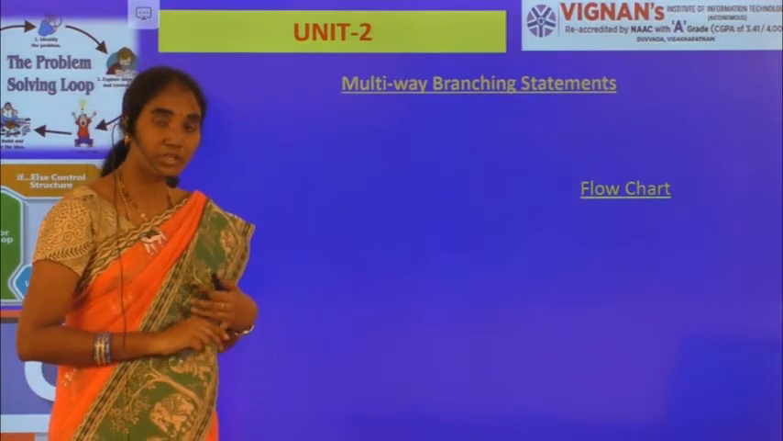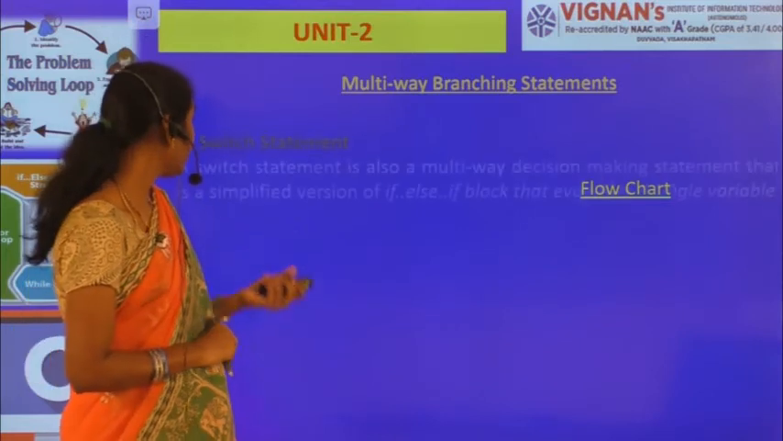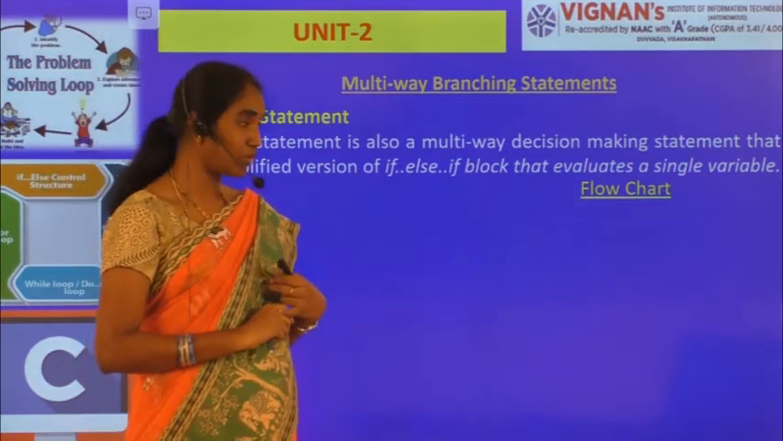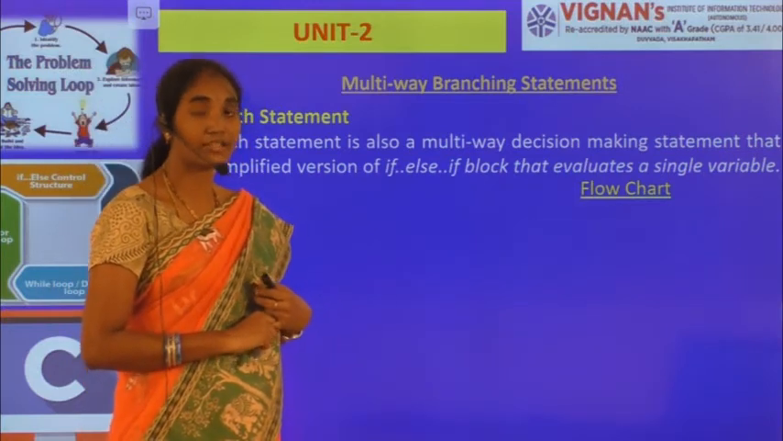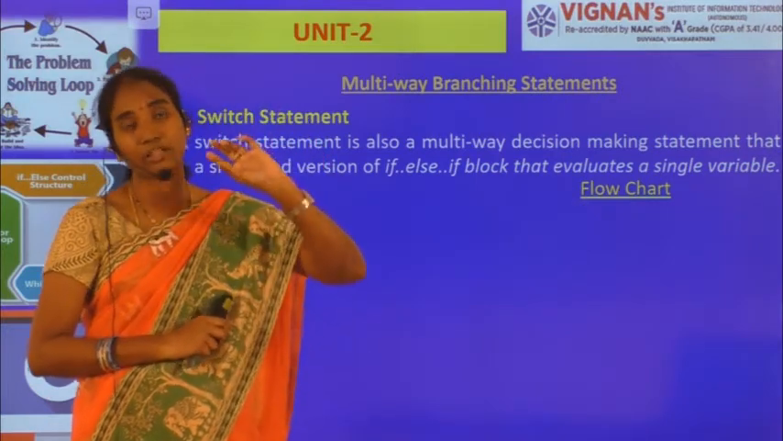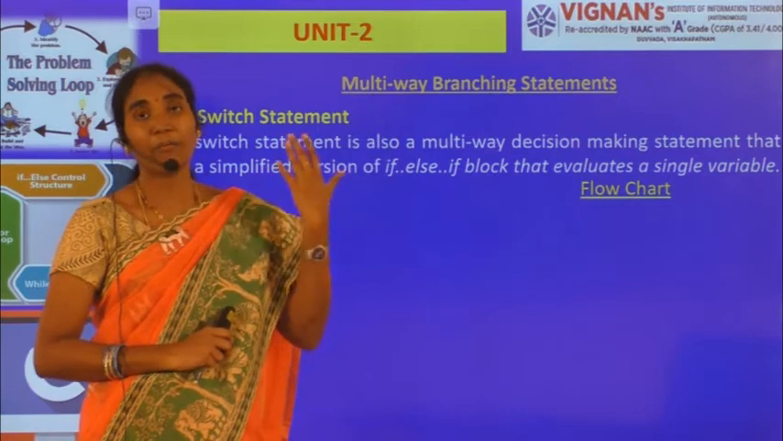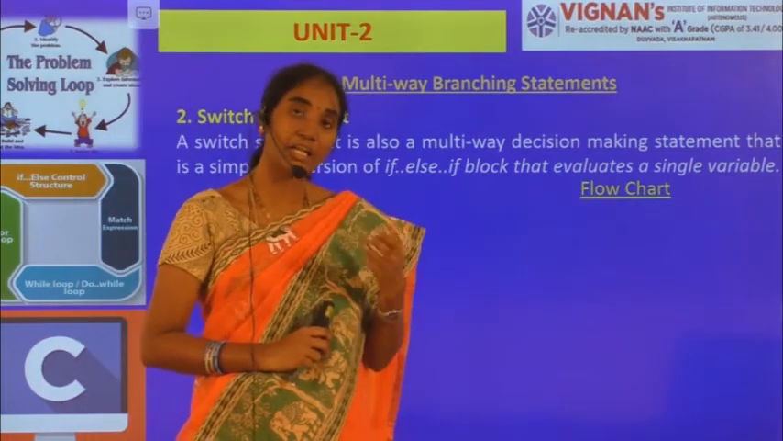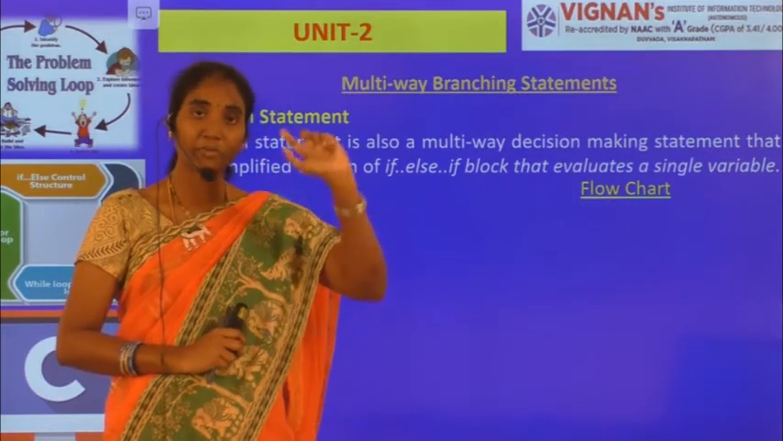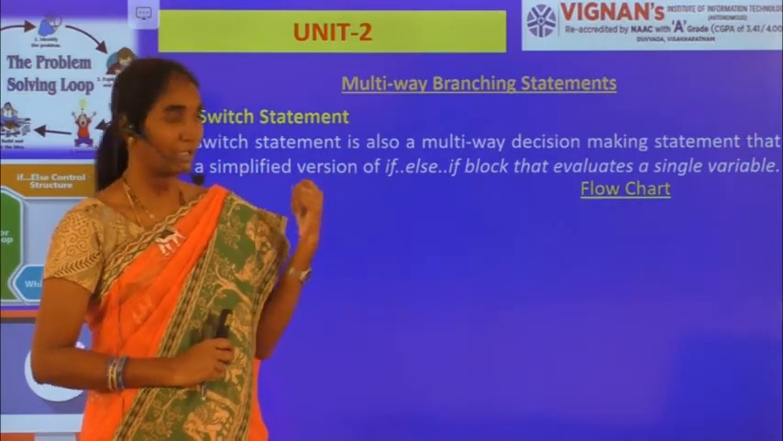Now another statement under multi-way branching, which is switch case. Now let's have the switch case statement, right? So now a switch statement is also a multi-way decision making statement, a simplified version of the if-else-if block statement that evaluates a single variable. That is, if you want to execute only a single statement, right? For example, I'm having multiple paths, but out of multiple paths I want to choose only a single path. Then I have to go with the switch statement, right?